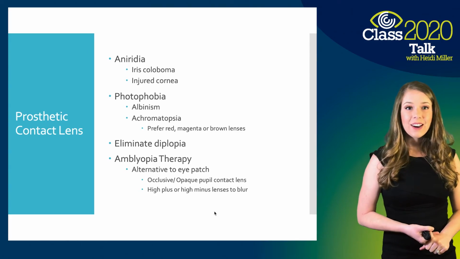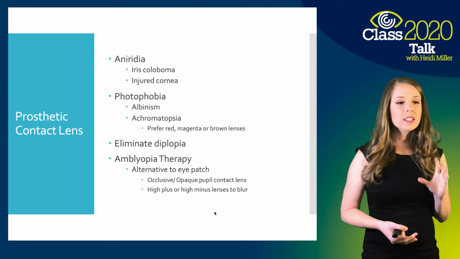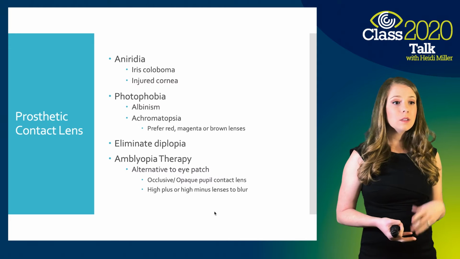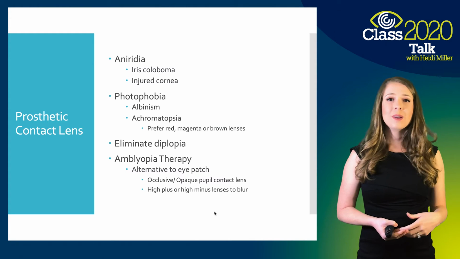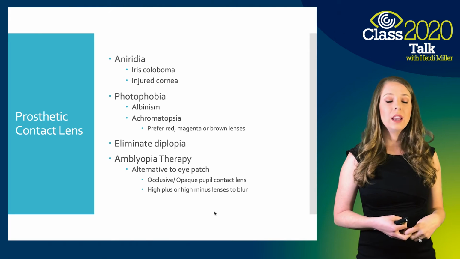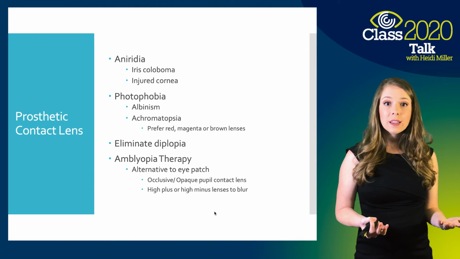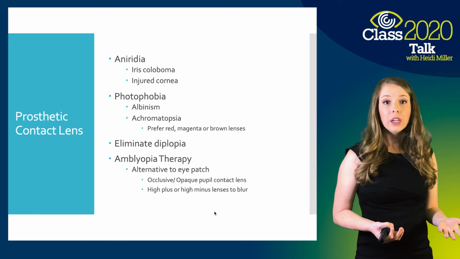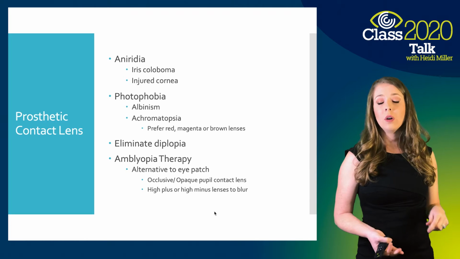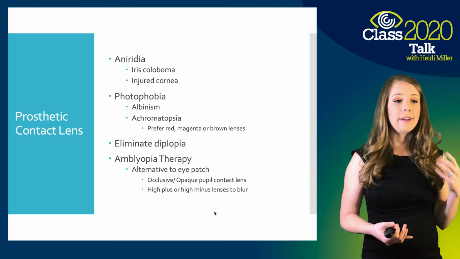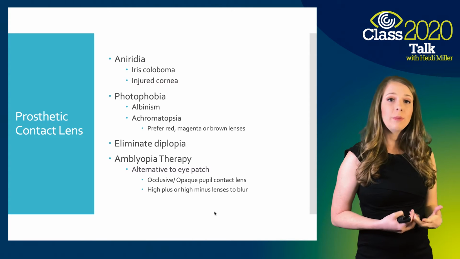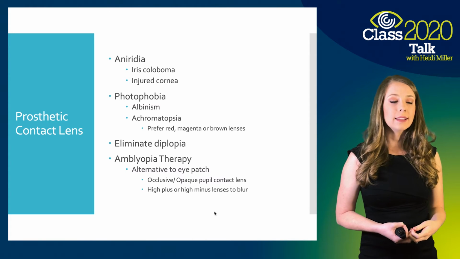Prosthetic contact lenses are a great option for some of our pediatric patients. Some of the conditions that we would be treating with prosthetic contact lenses would be aniridia. So someone that needs an iris occluding lens to help prevent some of that light coming in, or just for cosmetic reasons as well. This would be a good option for that patient. Patients that are really photophobic. So our albinism patients, patients that have rod cone dystrophies, achromatopsia. These types of patients would be good in prosthetic contact lenses.